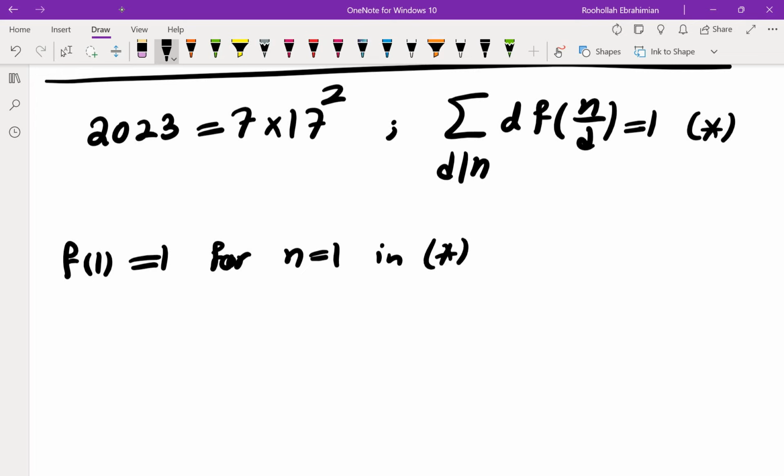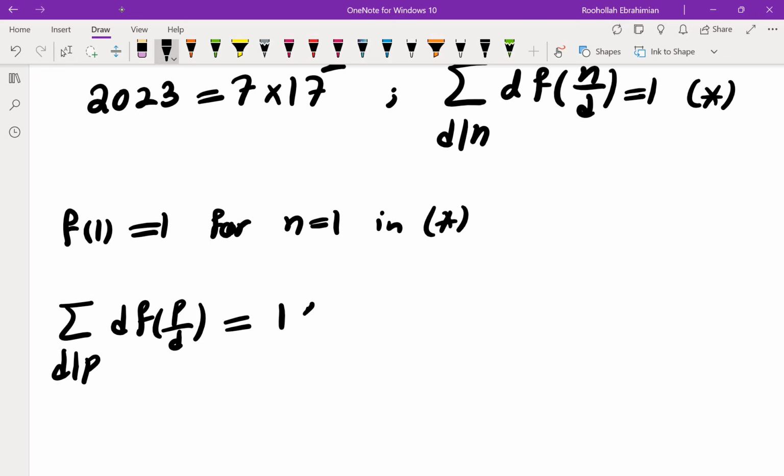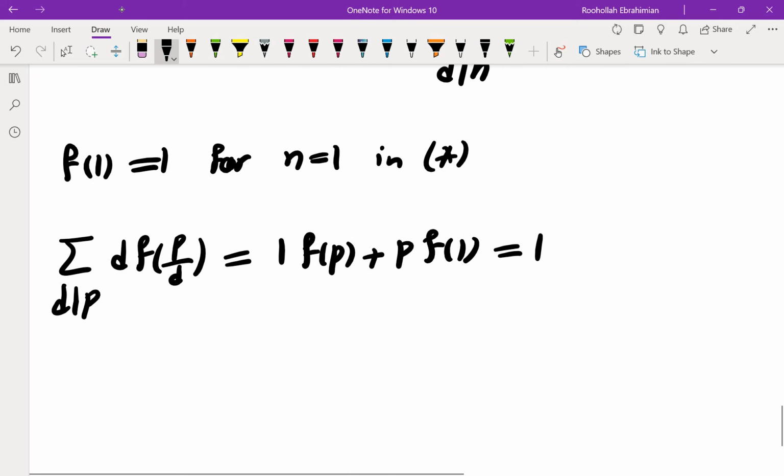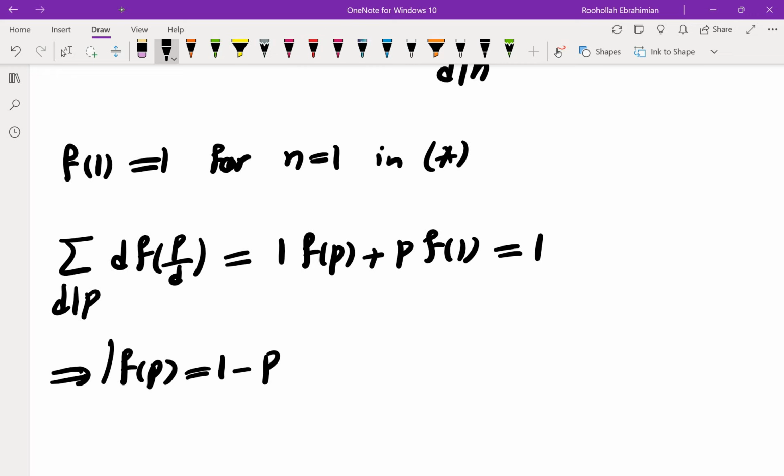Now let's plug in n prime. We will get the sum over divisors d of p of d times f(p/d). There are two divisors for a prime: it's either 1 times f(p) or p times f(1). So what does that give us? It gives us f(p) equals 1 minus p. So for every prime, f(p) is 1 minus p.